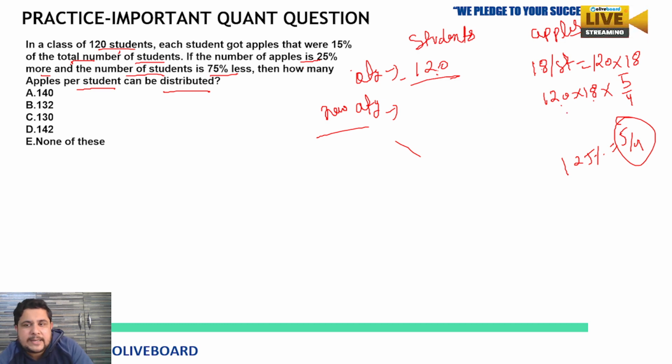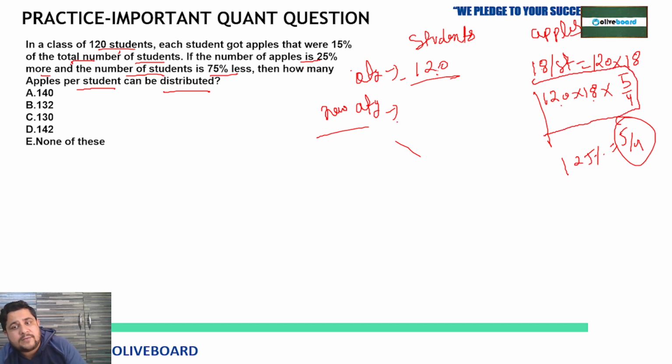I hope you are getting how we have represented the total number of apples here. Why am I not calculating it or solving it? Because we need to calculate how many apples per student, which is equal to total number of apples upon total number of students. So at the end we have to cancel it, and that is why we kept it in this simplified form.